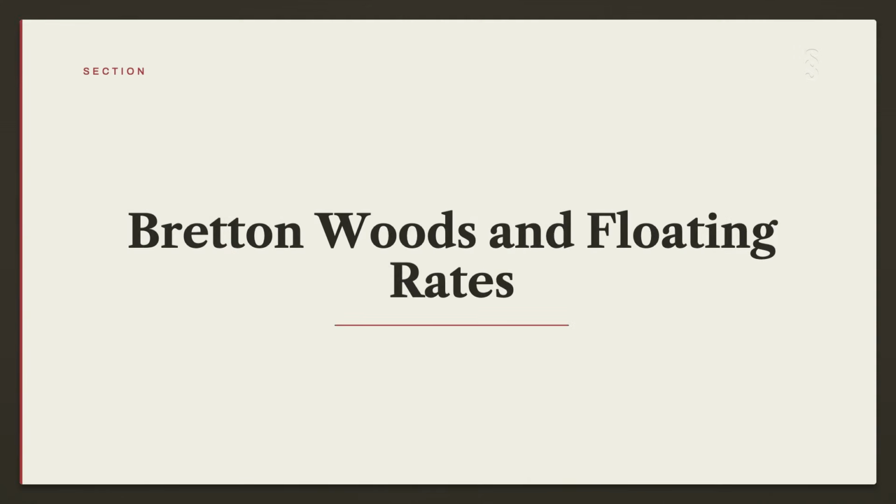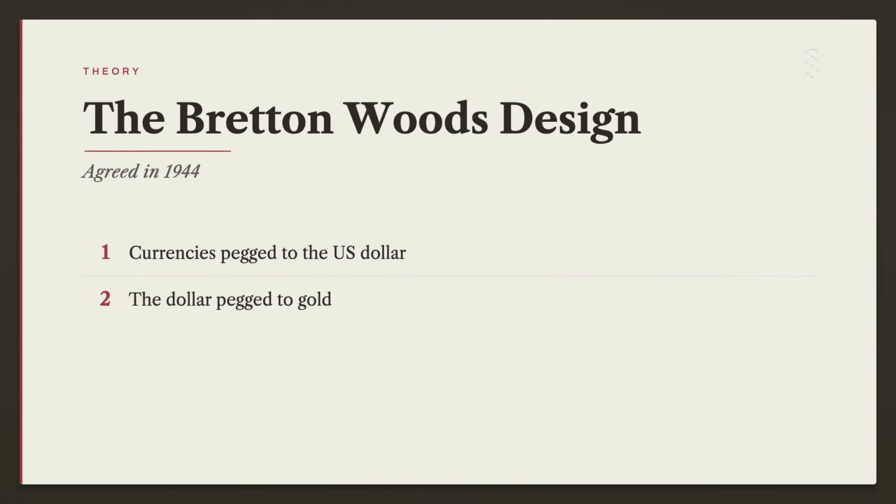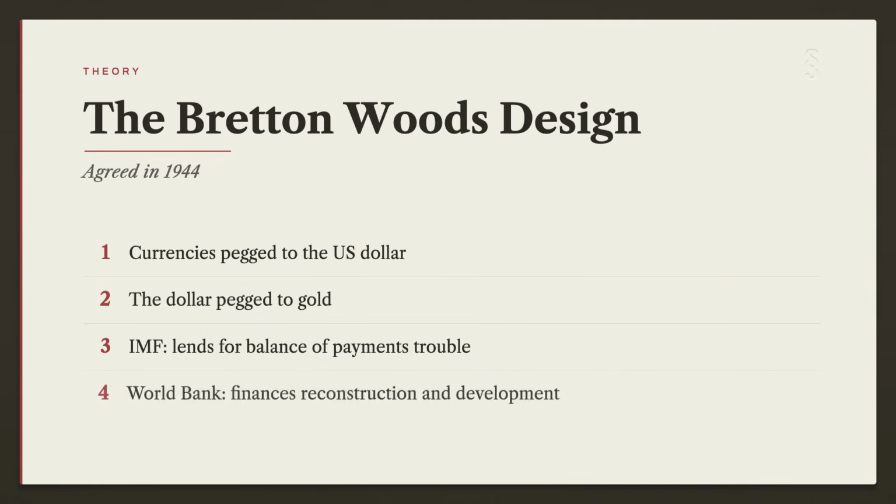After World War II, the world tried to prevent another round of currency chaos by building a formal monetary system. What it built and how it broke still shapes currency markets today. The design was simple. Major currencies were fixed to the dollar and the dollar was fixed to gold. 2 institutions managed it: the IMF, which lent to countries in balance of payments trouble, and the World Bank, which financed reconstruction and development.